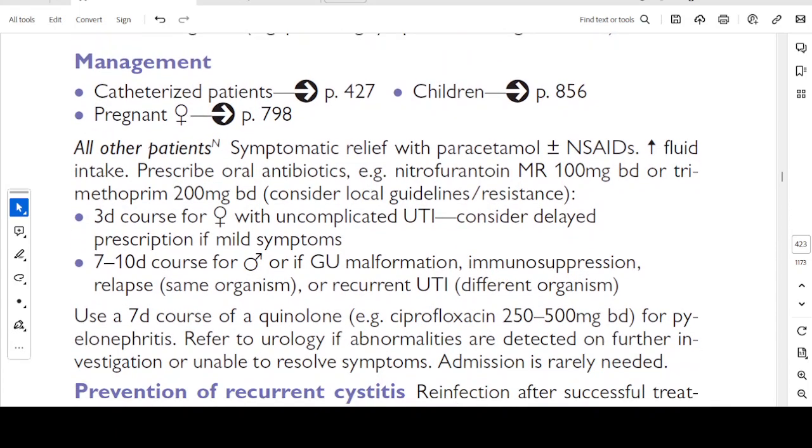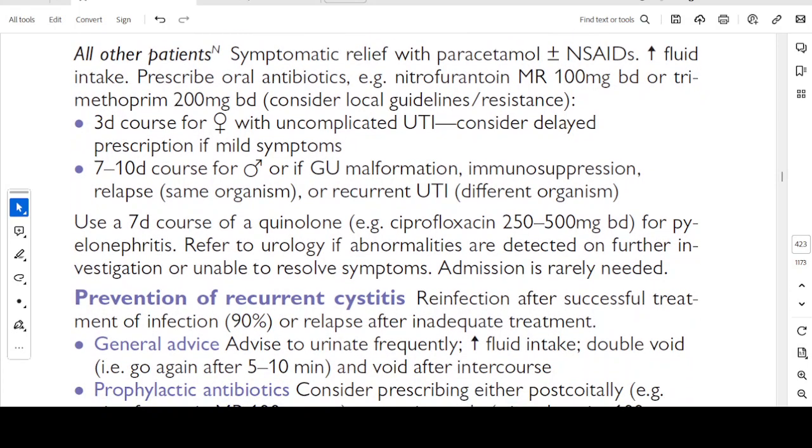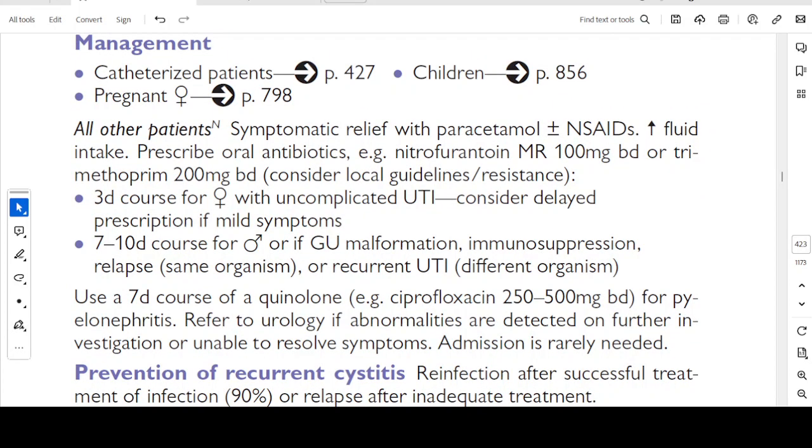Management: catheterized patient, 427 we will see. Children, 856, we will read when we are reading pediatrics. Pregnant women, 798. All other patients other than catheterized, pregnant or children have a different protocol for management.